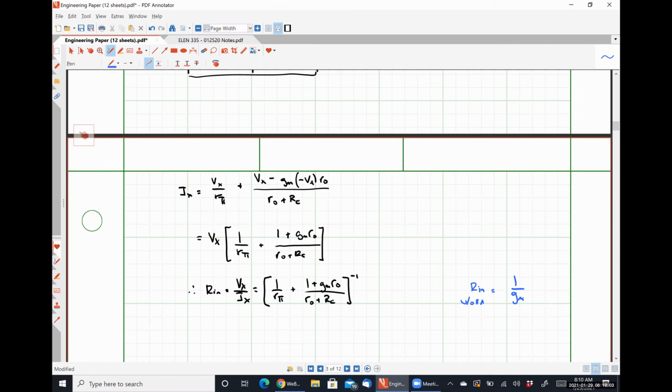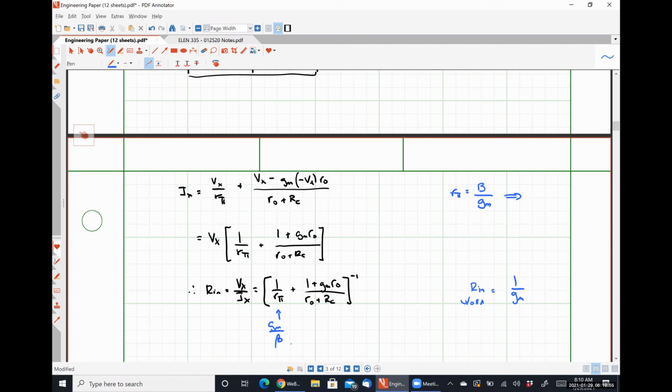Well, we could say that, since R pi is beta over GM, that would imply that 1 over R pi is GM over beta, right? So if we put in effectively GM over beta right here, we're going to have something similar to 1 over GM, but it's going to be even smaller because we're dividing it by beta.